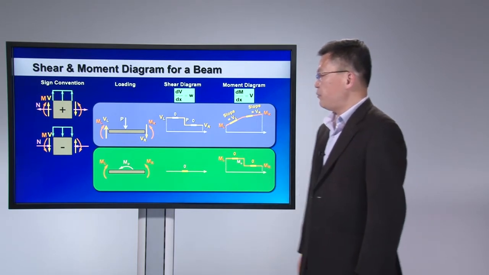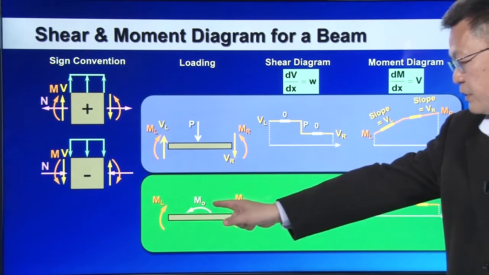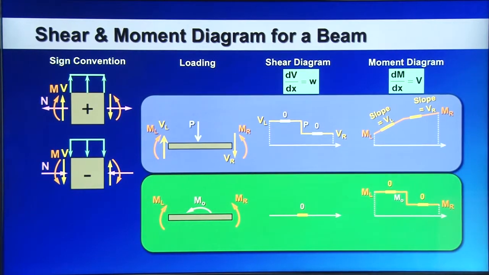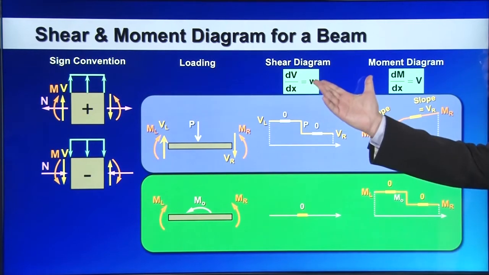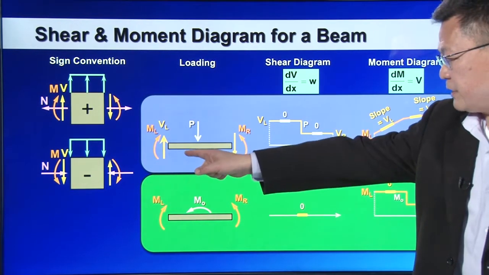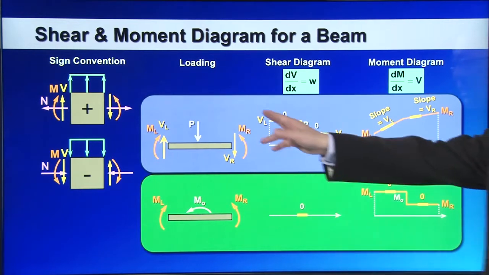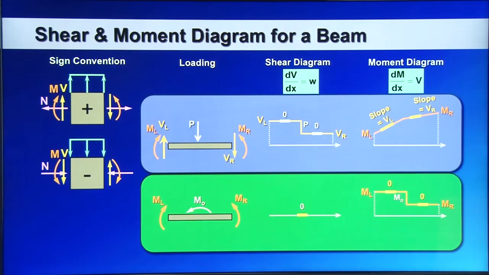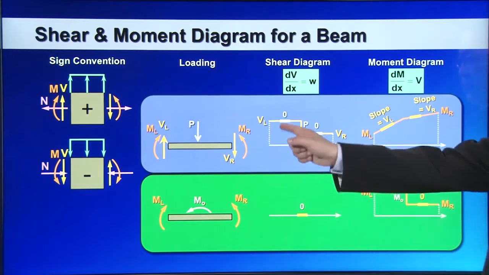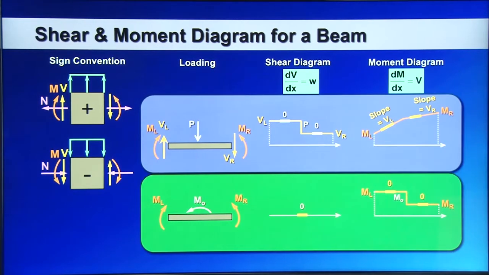So here is a summary of what we have discussed. There are two cases here, concentrated force and concentrated moment. Here are the equations that you can use to construct shear force and bending moment diagrams. In the first case, the shear force is VL on the left-hand side, the bending moment is ML, and on the right-hand side it is VR, and the bending moment is MR. So you can draw the shear force diagram, VL, and on the right-hand side VR.